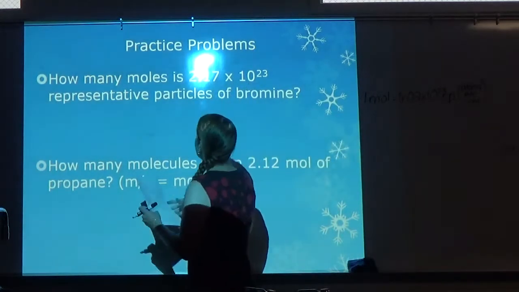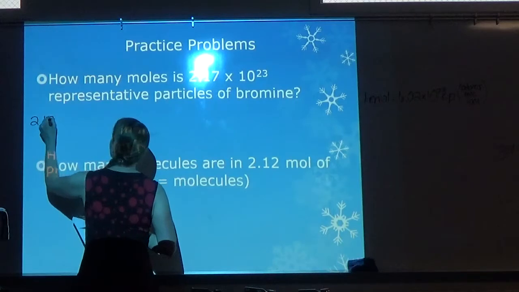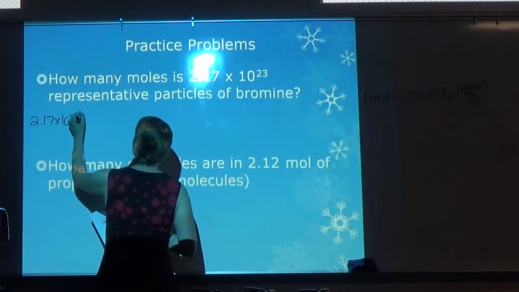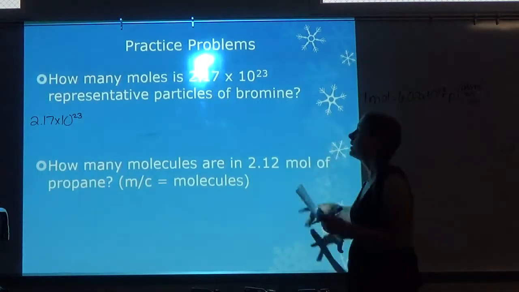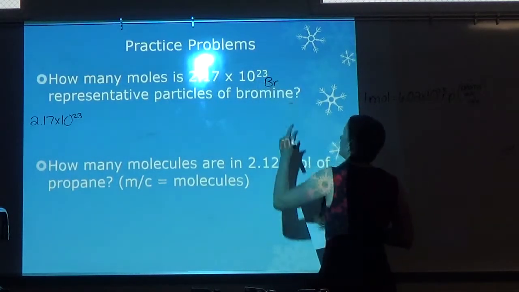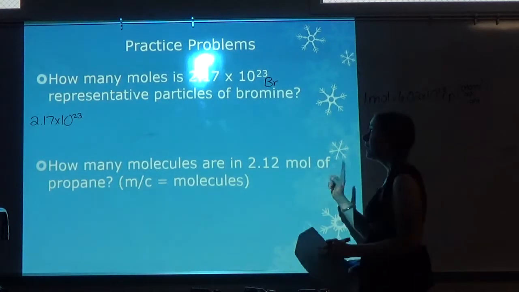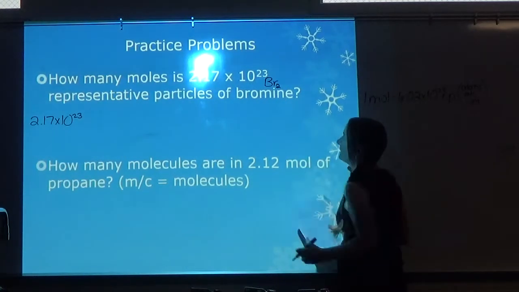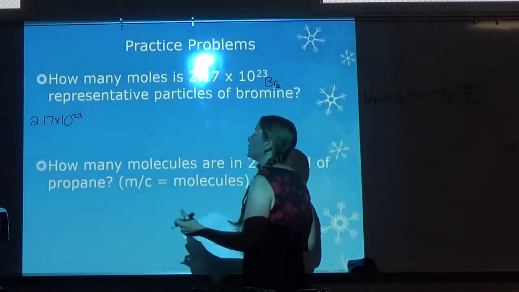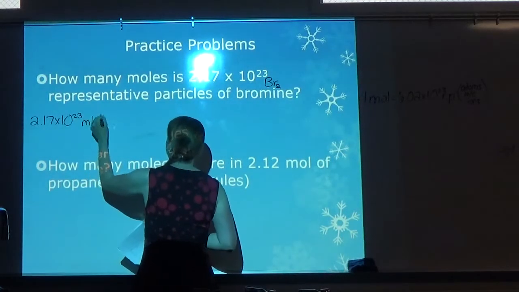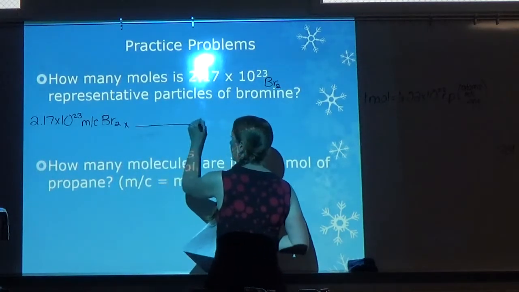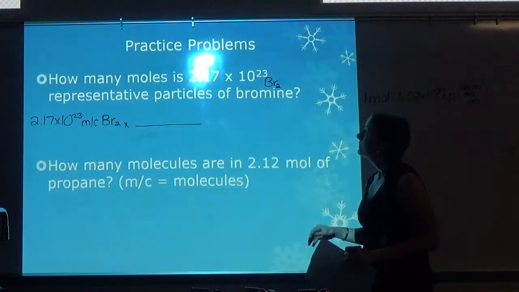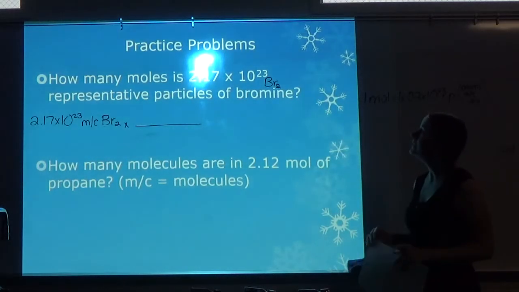All right, so we start with what we know, and that's 2.17 times 10 to the 23, and then I have to figure out what my representative particles are. Well, bromine on the periodic table is Br, which may make you think, oh, it's an atom. However, it's one of the 7 diatomics, so it's actually Br2. So it's actually a molecule. Okay, and that becomes important in our answer. All right, so I have 2.17 times 10 to the 23 molecules of bromine.